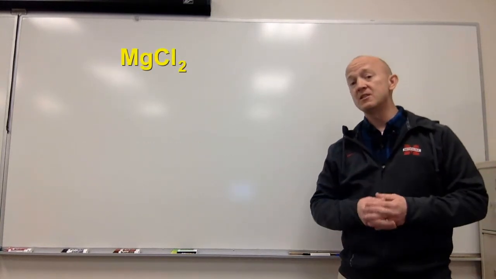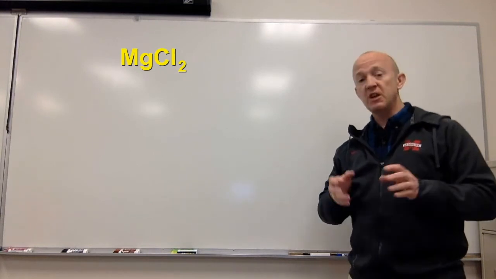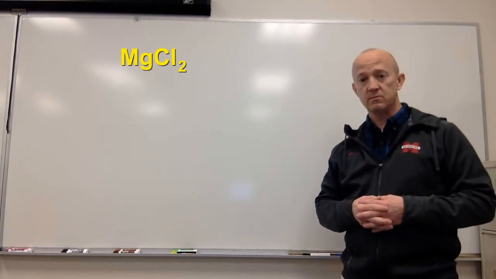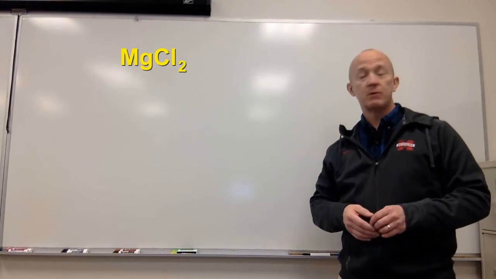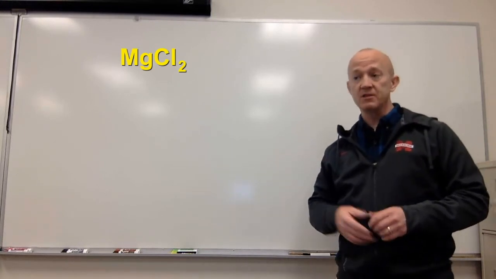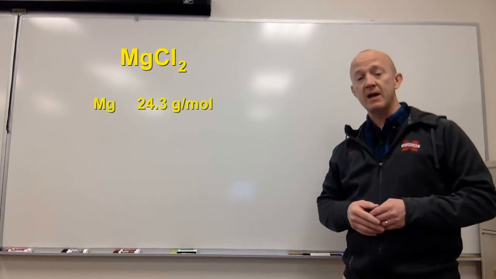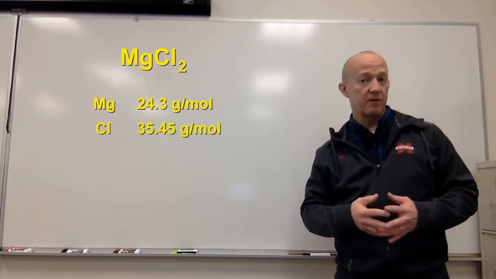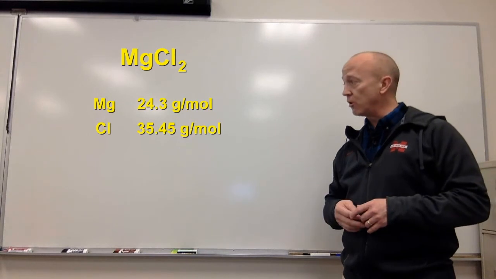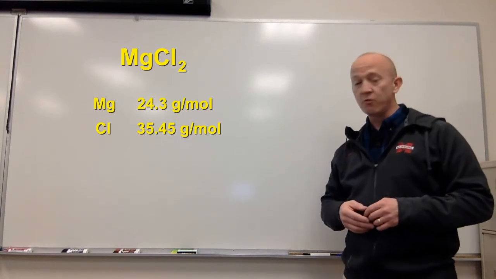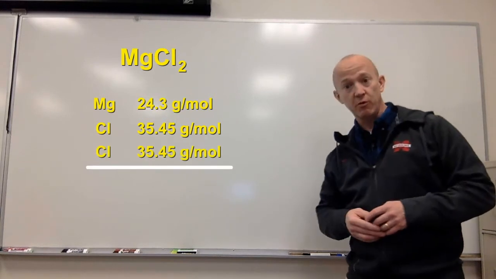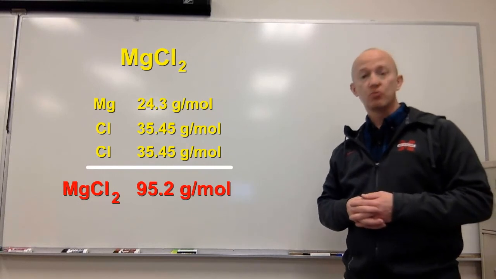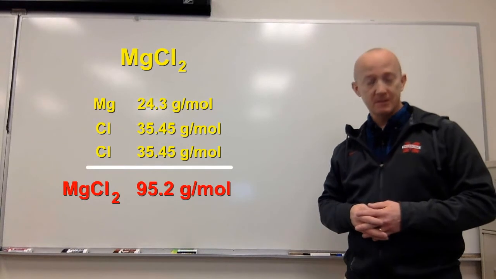Let's try another one. How about magnesium chloride, MgCl2? See if you can pause the video and calculate the molar mass of MgCl2. Like we did with carbon dioxide, we simply take the molar masses of each element involved. Magnesium's molar mass is 24.3 grams per mole. The molar mass of chlorine is about 35.45 grams per mole. So when we add the 24.3 for magnesium, the 35.45 for one chlorine, and the 35.45 for the other chlorine, we get a total mass of about 95.2 grams per mole, the molar mass of magnesium chloride.